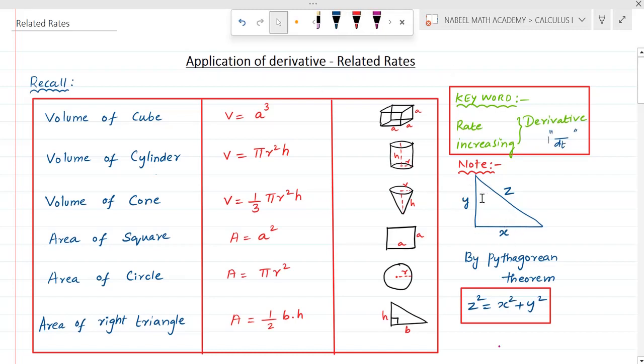And this is a very important rule we use whenever a triangle is formed. Using the Pythagoras theorem, we know that z squared is equal to x squared plus y squared, where z is the hypotenuse. So this is the Pythagorean theorem.